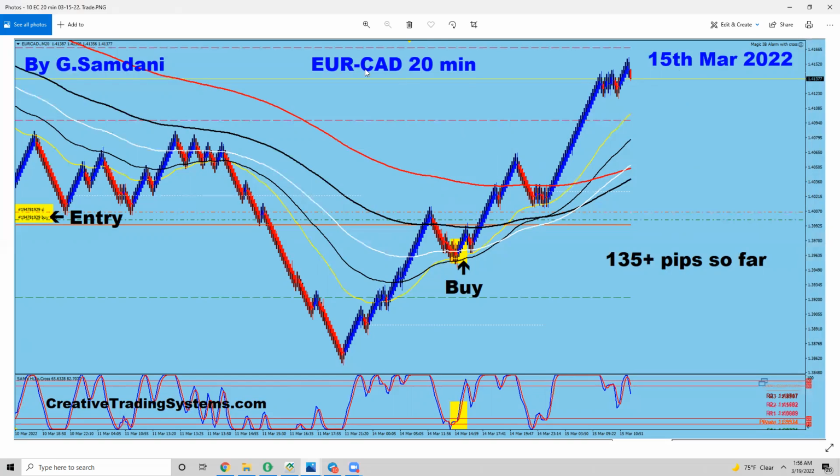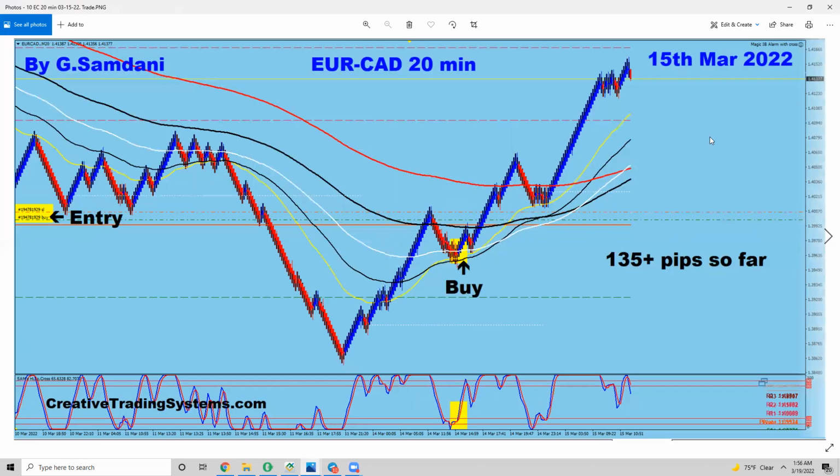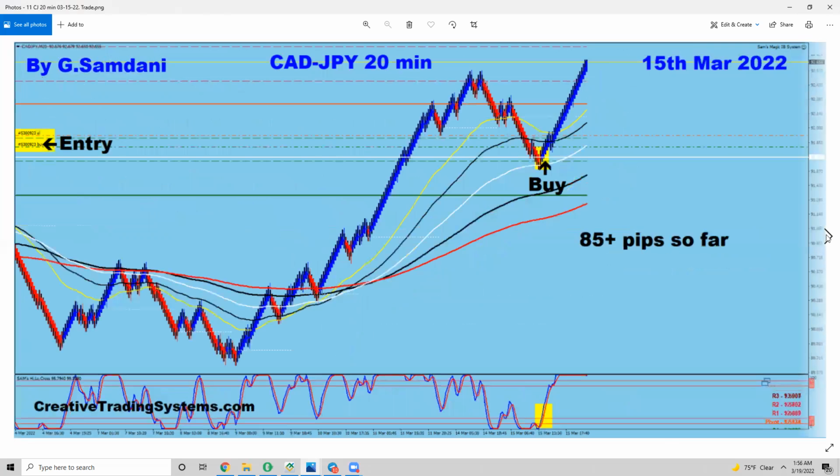And now this is the first one on the 15th. If you look at it, it's the same entry, right? This is the one on the 14th. I held it into the 15th and it went up even higher. So that one and this one are just one trade, 135 pip on Euro CAD. And then CAD Yen, this is also, it went up.